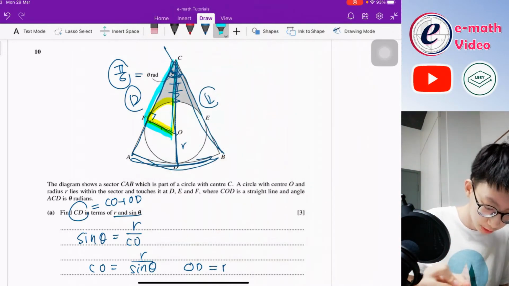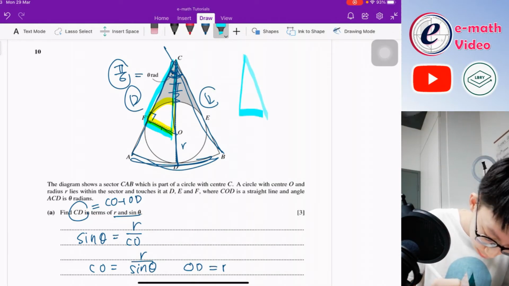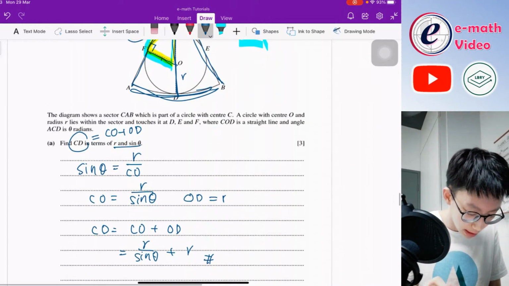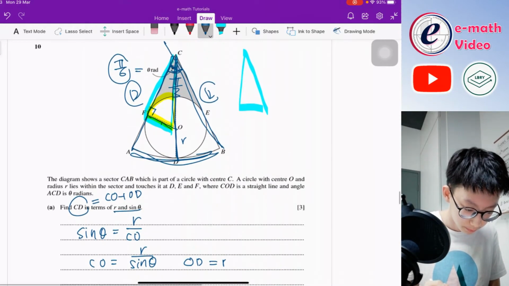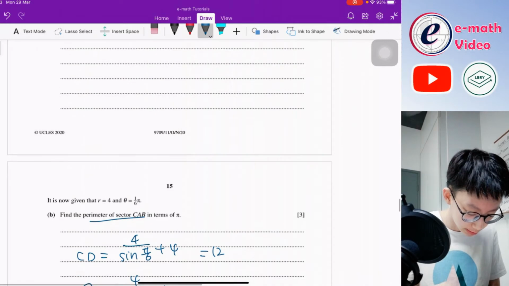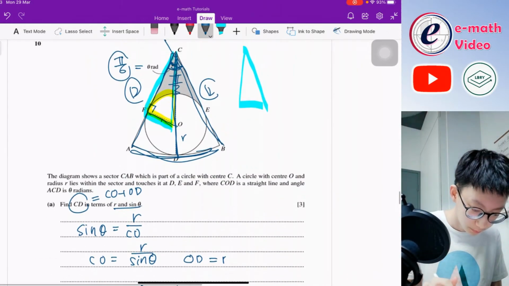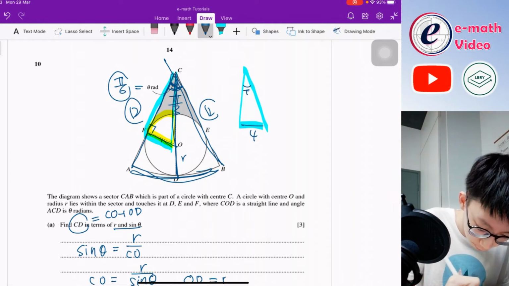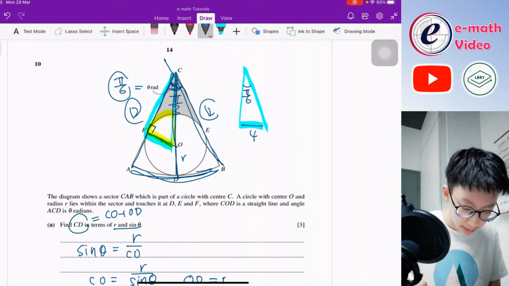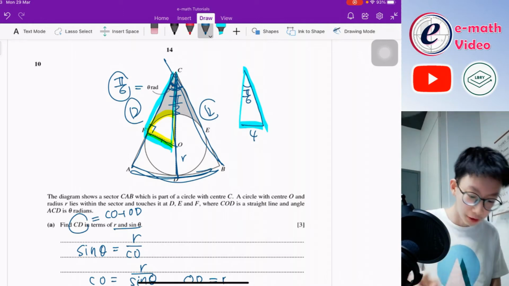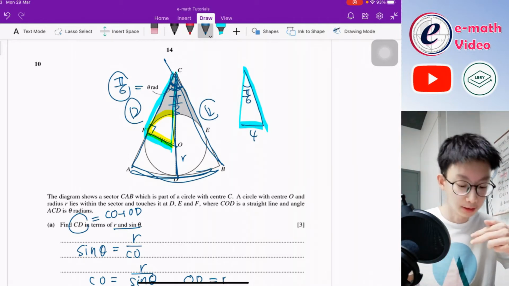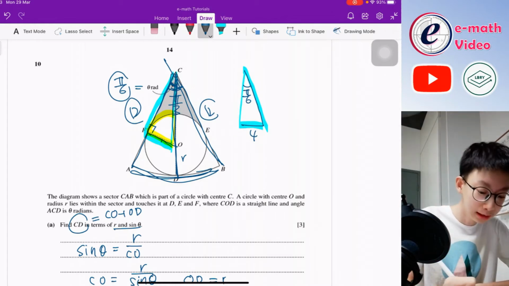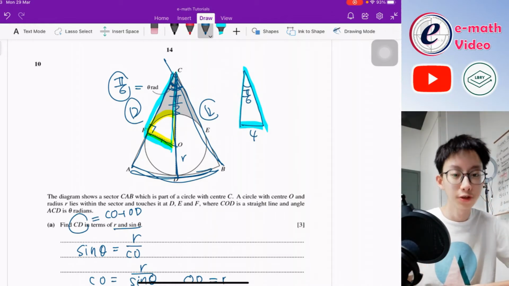Okay, let me just use the blue color. This triangle here, yeah. And just now, what is CO? CO is r over sine theta. And r is given, right? r is equal to 4. This is pi over 6. And you know that this one, if you are calculating the hypotenuse, you will not get the root 3 that you want. If you want root 3, you definitely need to use the adjacent because it's either cos or tangent, isn't it?